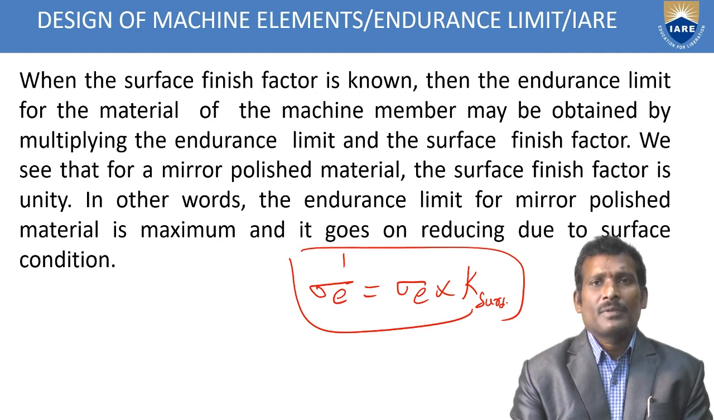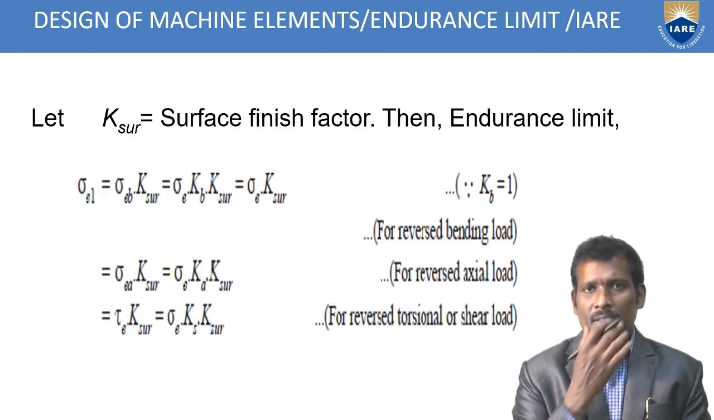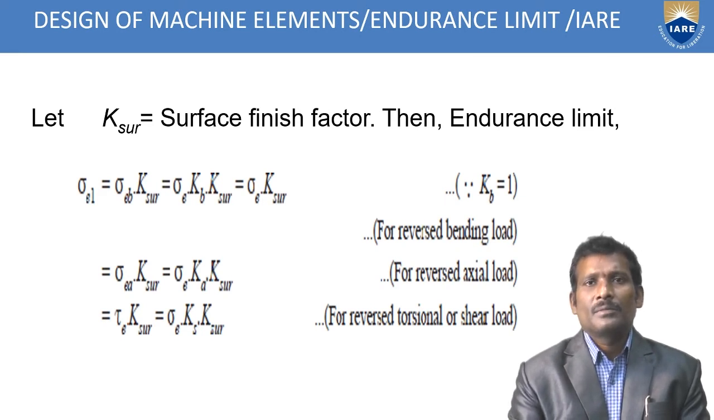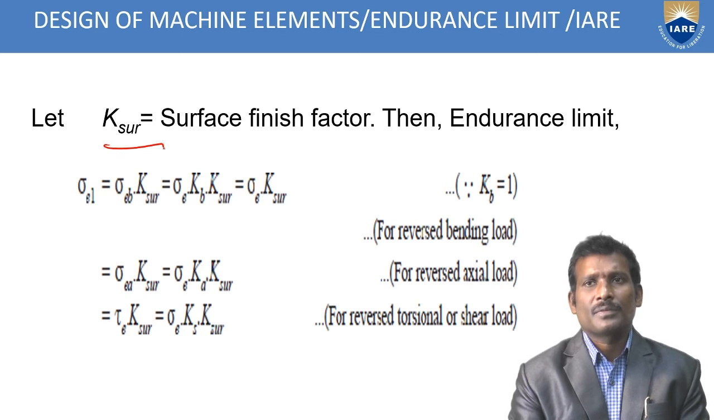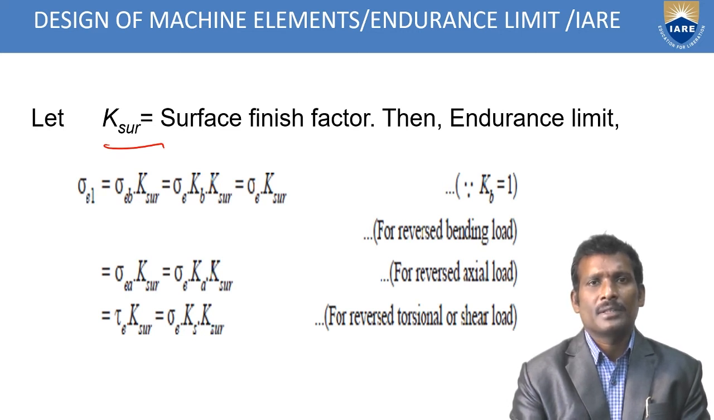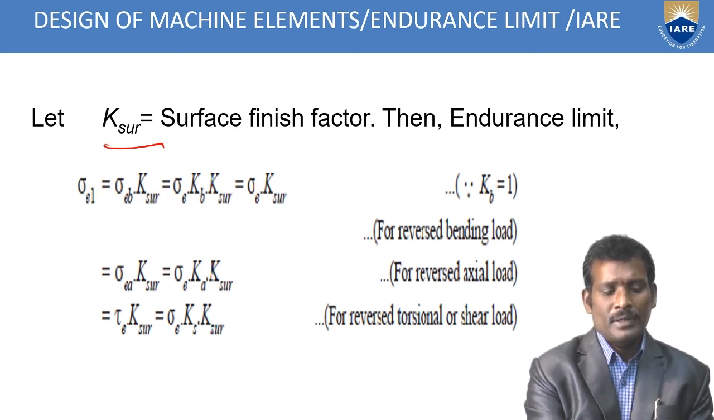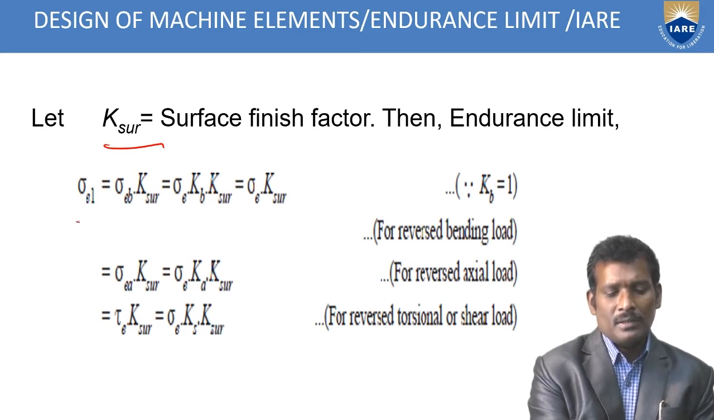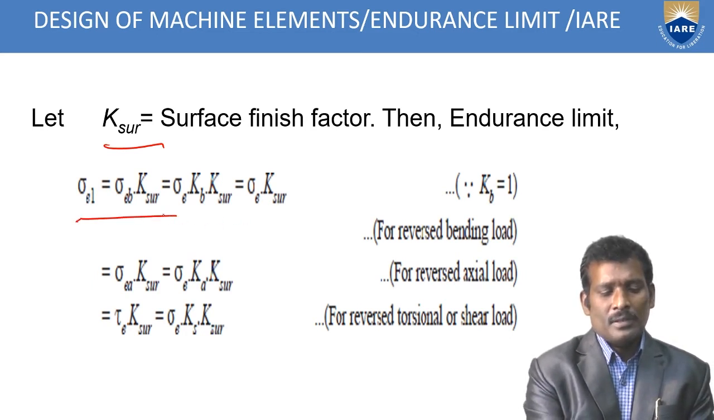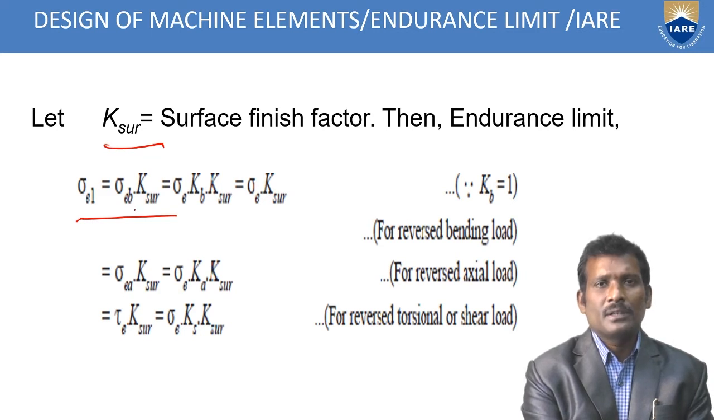We see that for a mirror polished material, the surface finish factor is unity. Next, with surface finish factor K surface, the endurance limit is sigma EB multiplied with K surface. Here, see the sigma EB, the endurance limit due to bending.